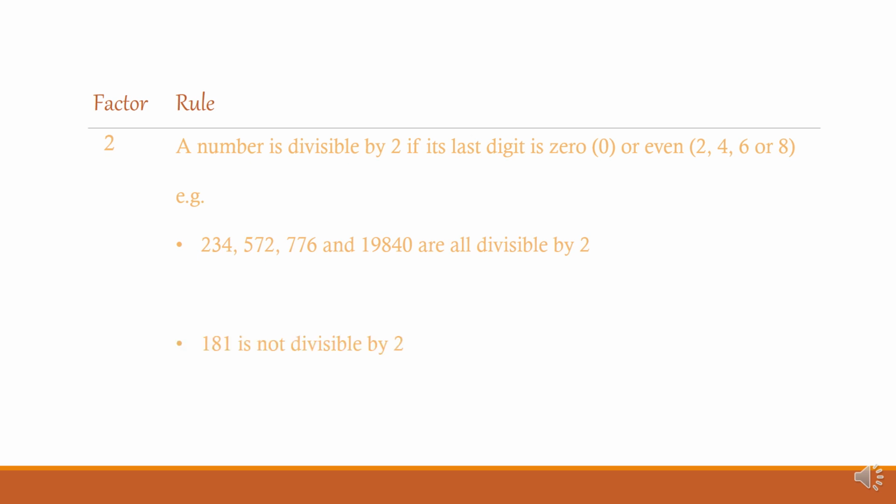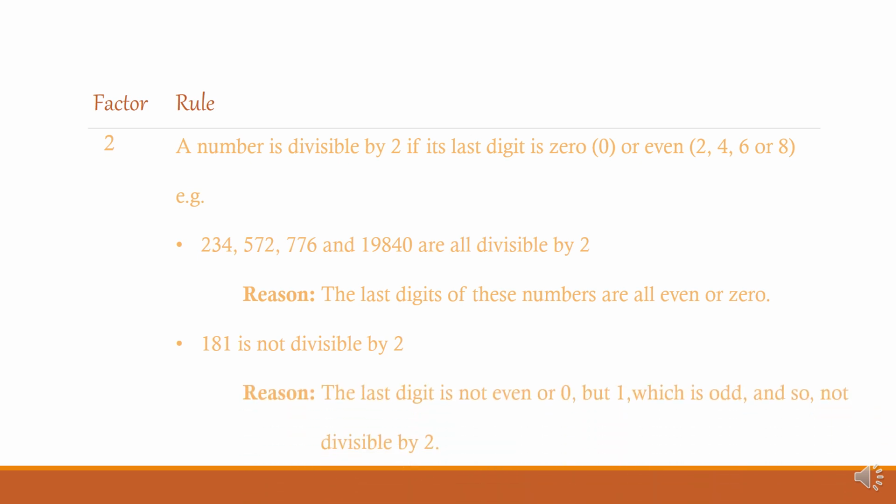Let's look at the other one. 181 is not divisible by 2. How is this possible? Let's look at our reasons. For this first set of numbers, we have last digits that are even or 0, and that is why they are all divisible by 2. But for the second number, its last digit is 1. It's not even, it's not 0. That is the reason why it's not divisible by 2. I hope you are following.